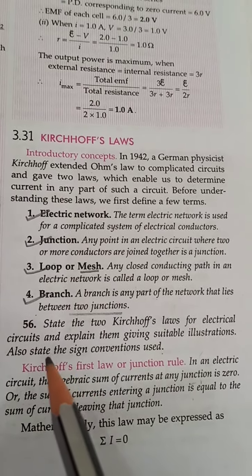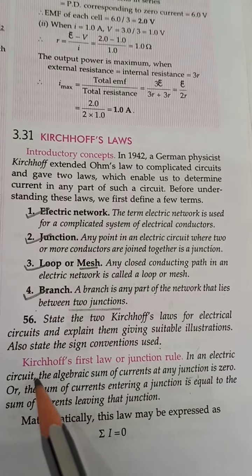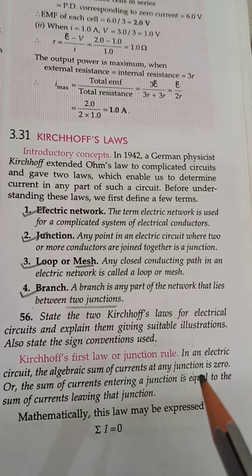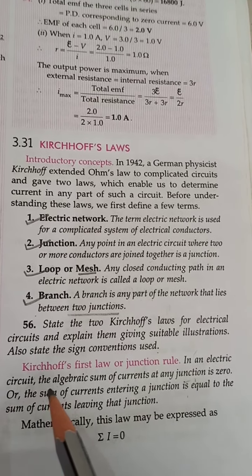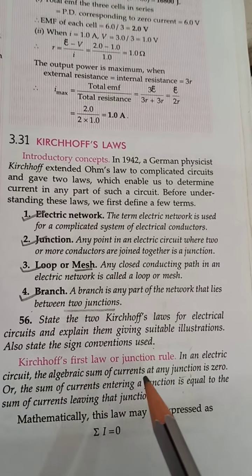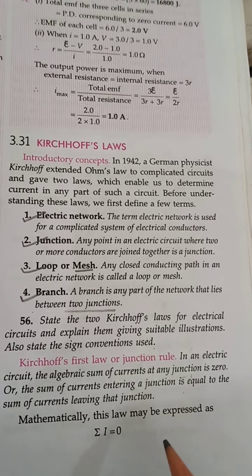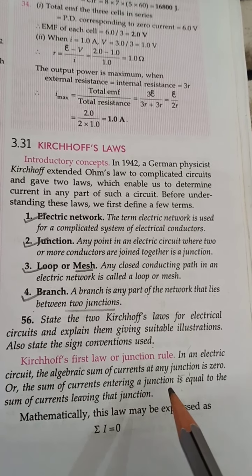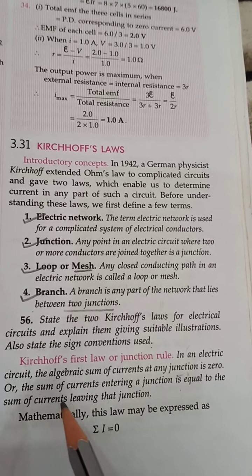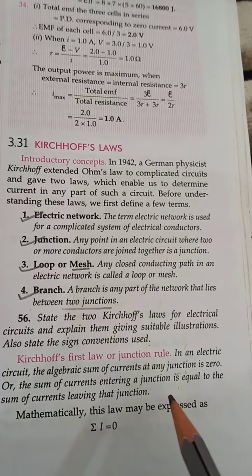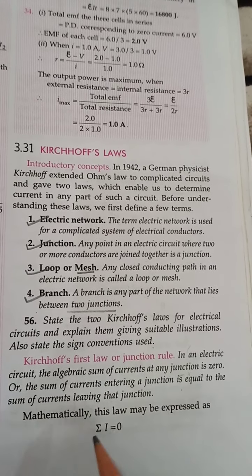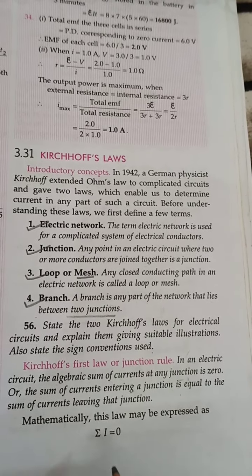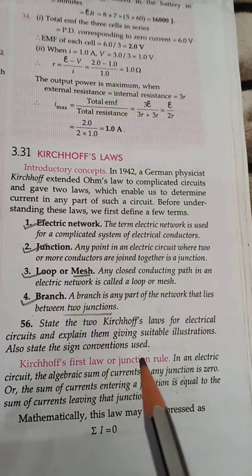Kirchhoff gave two laws. Number one is Kirchhoff's first law, or junction rule. In an electric circuit, the algebraic sum of the currents at any junction is 0, or the sum of currents entering a junction is equal to the sum of currents leaving that junction. So the sum of current is equal to 0. This is according to Kirchhoff's first law.